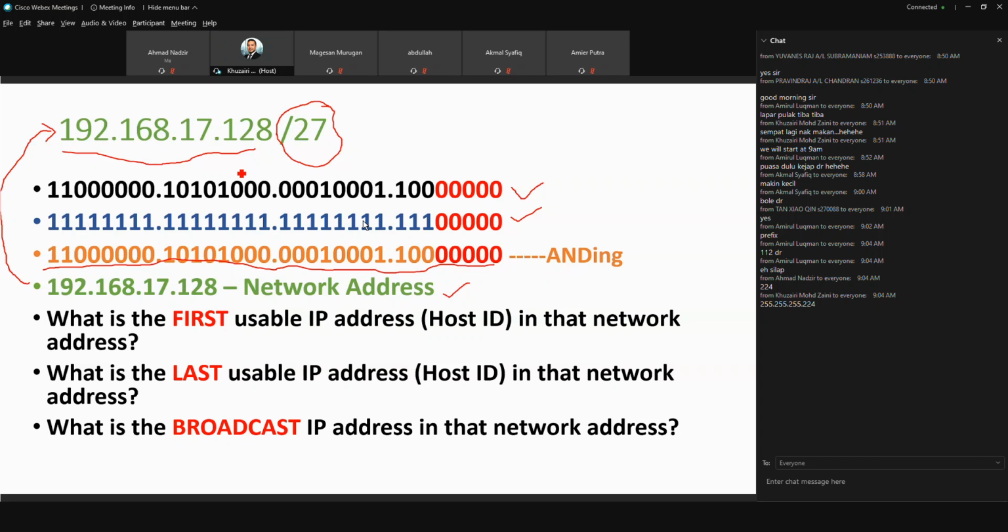Understand? Or as Lokman said in the WhatsApp group, a shortcut: when you convert to this, you look at whether the host portion is all 0. If the host portion is all 0, it means it is the network address or network ID. Clear?